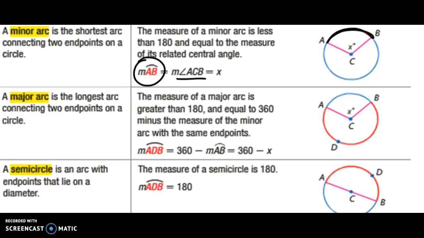A major arc is when it's greater than 180. You'll notice in this one right here, it goes through a point D and then over to A. So we have to label our major arc using that letter D as well. So it's major arc ADB. And the way we could figure that out is if we know what the minor arc AB is, this is going to be 360 minus that minor arc. And finally, the last one, semicircle. You've known that for a long time. That's when it's half of the circle. So that would be 180 degrees right there.